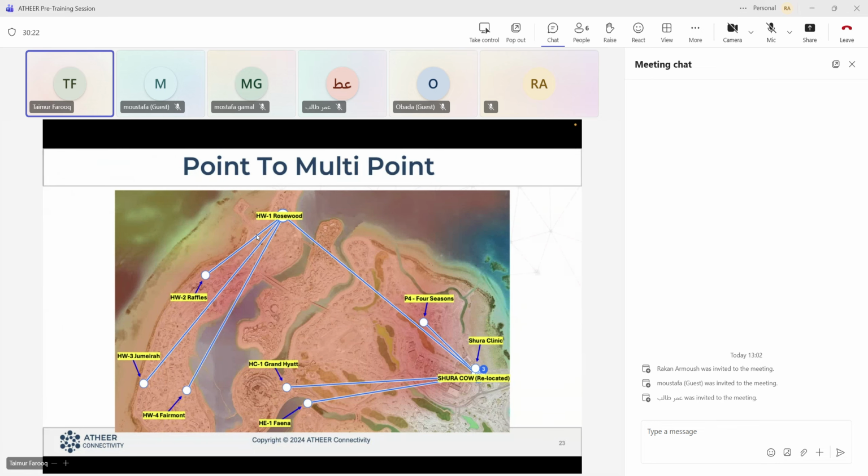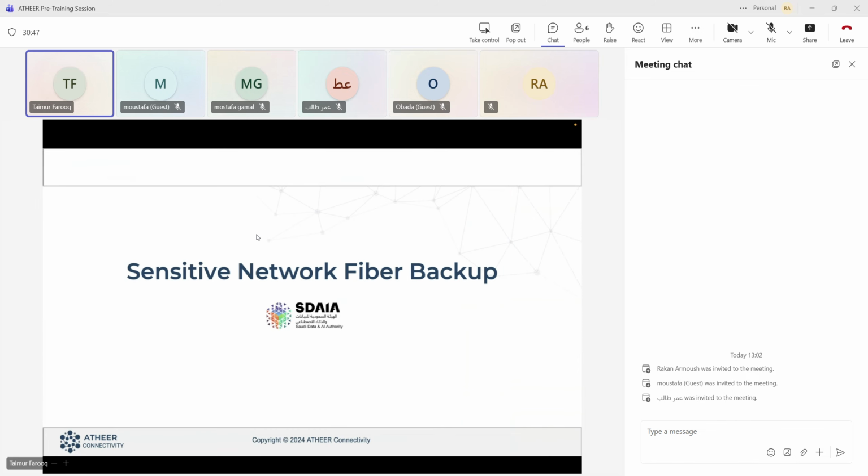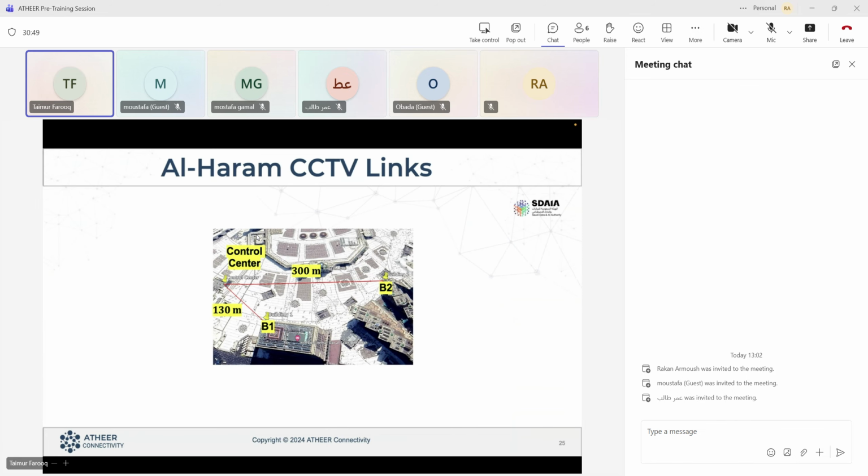Another project that we did for Red Sea Global, because they have different islands across their kingdom, is the Four Seasons hotels. All their clients, people who are paying lavish amounts of money for a one-night stay in these hotels, Grand Hyatt, Fayana, are being provided connectivity using our technology. And this is one project in Haram that I was talking about, which we did for CCTV connectivity.